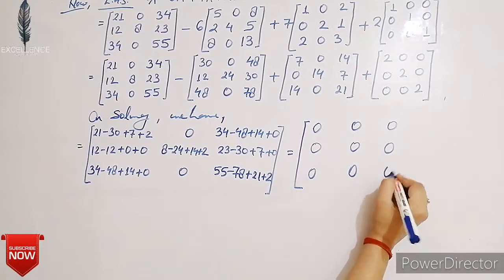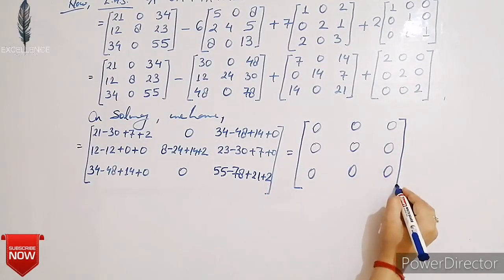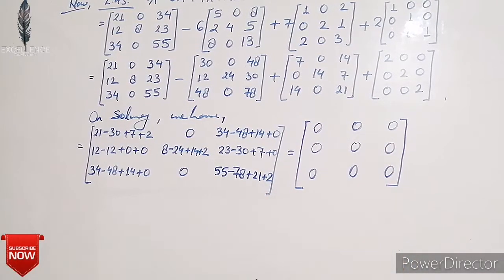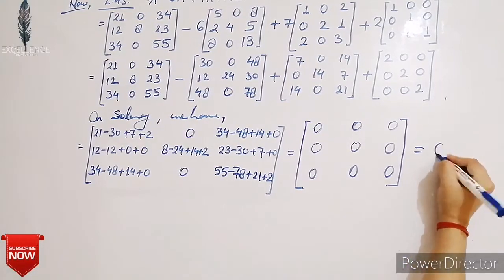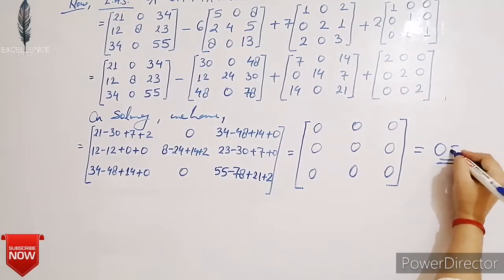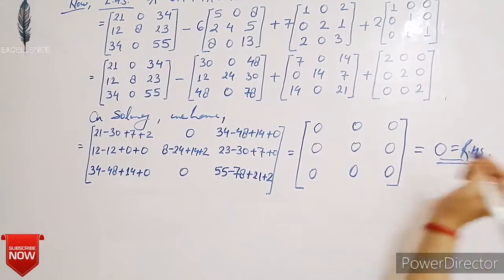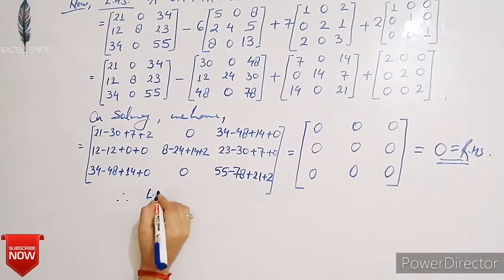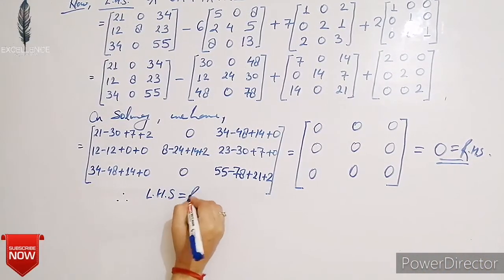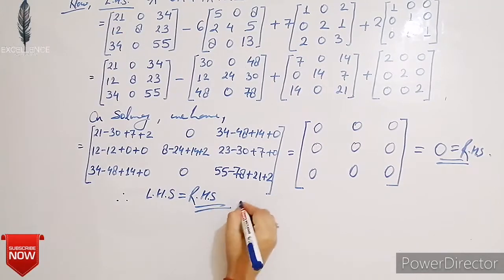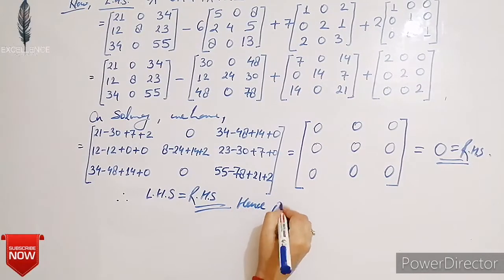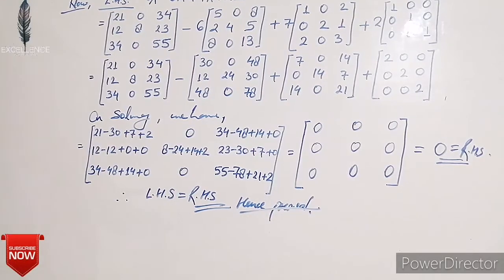It is also equal to 0. Hence, we have clear. Here we have a 0 matrix, that is equal to O, a null matrix, equal to RHS. LHS equals RHS. Hence, proved. Okay, complete. Let's see the next question.